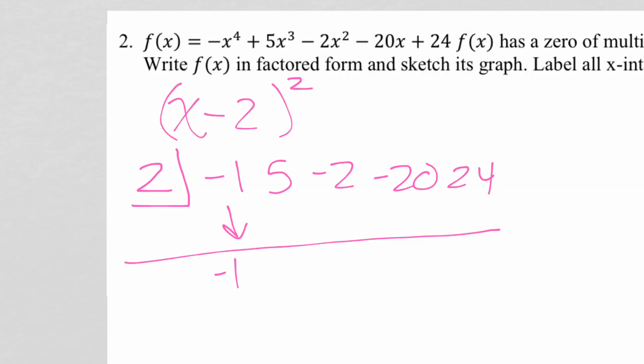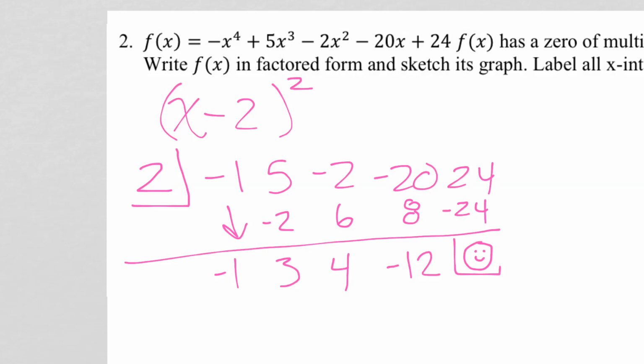So 2 times negative 1 is negative 2. 5 plus negative 2 is positive 3. 2 times 3 is 6. Negative 2 plus 6 is positive 4. 2 times 4 is 8. Negative 20 plus 8 is negative 12. And 2 times negative 12 is negative 24. And now we're happy because 24 plus negative 24 is 0, and that is our remainder.